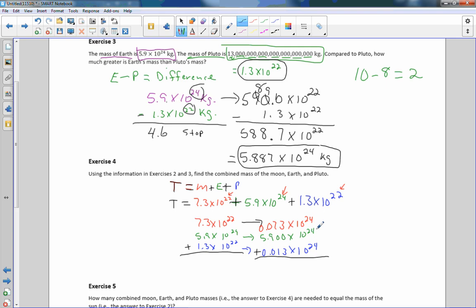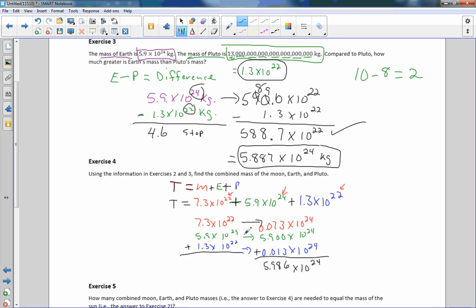And now I can add them because my exponents are all 24. So when I add these, 3 plus 0 plus 3 is 6. 7 plus 0 plus 1 is 8. 9 plus 0 plus 0 is 9. And 5 plus 0 plus 0 is 5. And that is times 10 to the 24, because when we add, our exponents don't change. And since I moved it up to 24, I do not have to convert my answer like I did here.